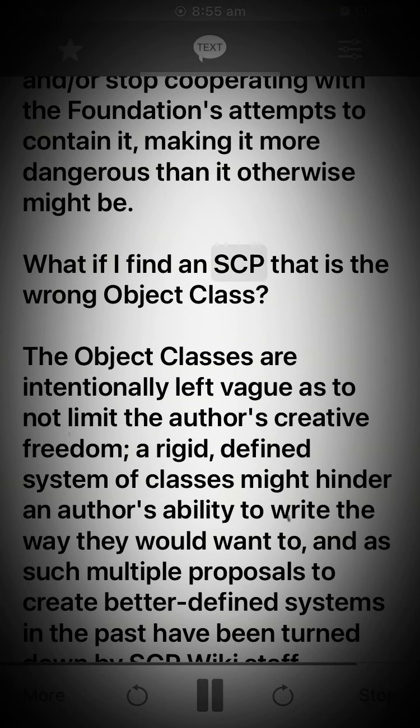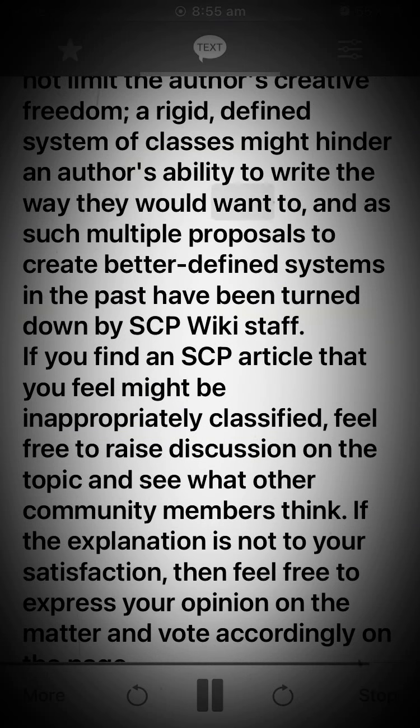What if I find an SCP that is the wrong object class? The object classes are intentionally left vague as to not limit the author's creative freedom. A rigid, defined system of classes might hinder an author's ability to write the way they would want to, and as such multiple proposals to create better, defined systems in the past have been turned down by SCP Wiki staff. If you find an SCP article that you feel might be inappropriately classified, feel free to raise discussion on the topic and see what other community members think.